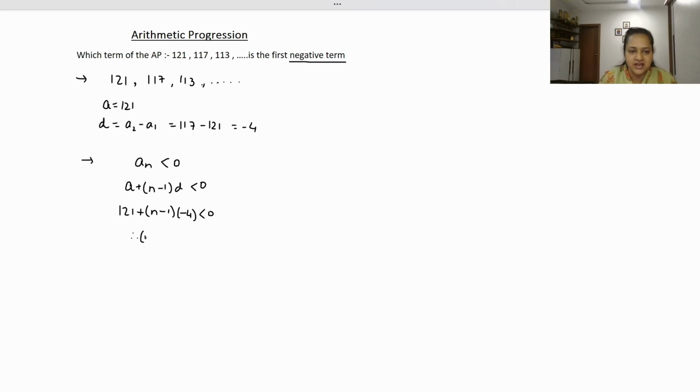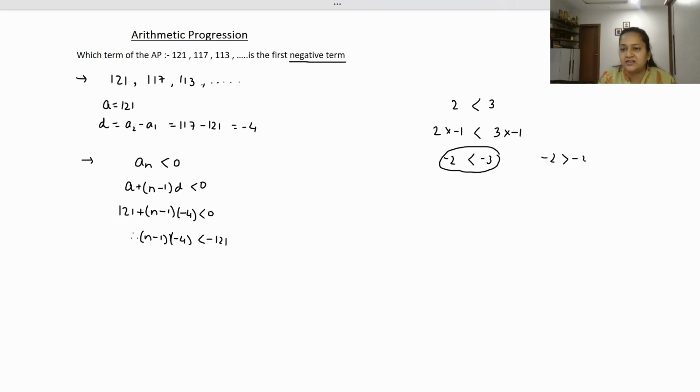Over here, we can write this as n minus 1 into minus 4. We transpose 121, it becomes minus 121. Now, if you look at this, if we see multiplication, we have 2 is less than 3. But if I multiply both sides, addition and subtraction does not matter. But if you're multiplying or dividing with a negative sign, see what's happening. Can we still say minus 2 is less than minus 3? No. When we multiply with a negative term, the inequality sign changes. We'll get minus 2 is greater than minus 3.